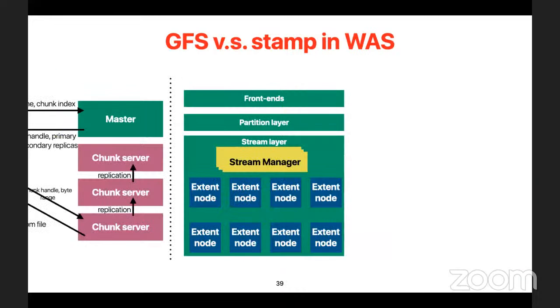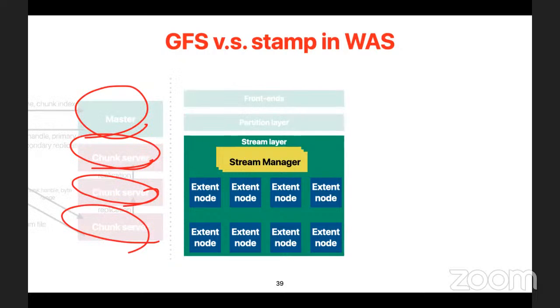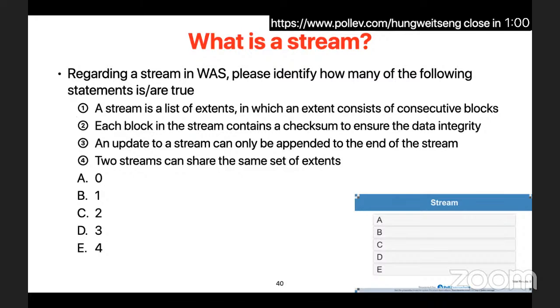So this is what a stamp looks like. Again, the left-hand side is the Google file system. Remember the master, the chunk server, and there are replicas. In Windows Azure storage stamp, they have a front end and the partition layer. You can ignore those for now. But the stream layer is pretty similar to the Google file system in a certain way, and I want you to answer this question to see how they are different and how they are the same.